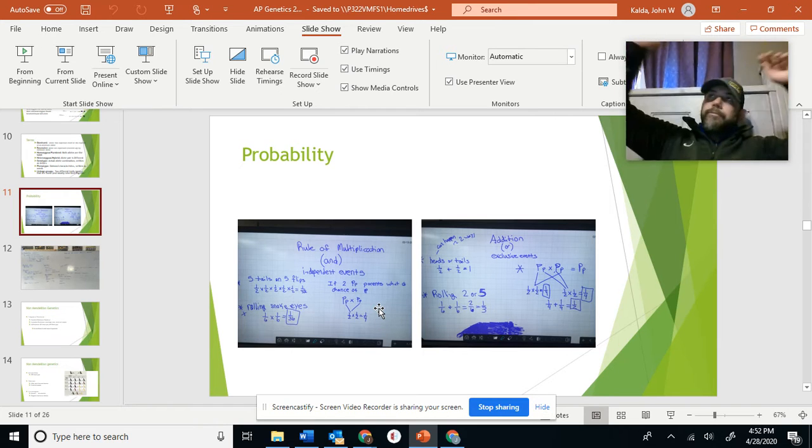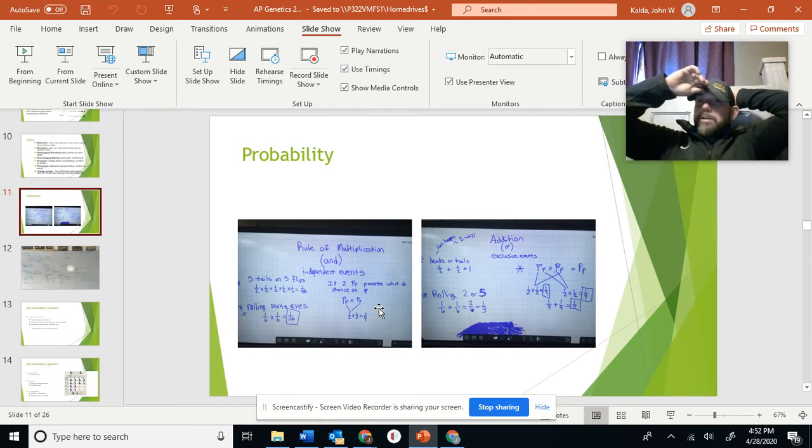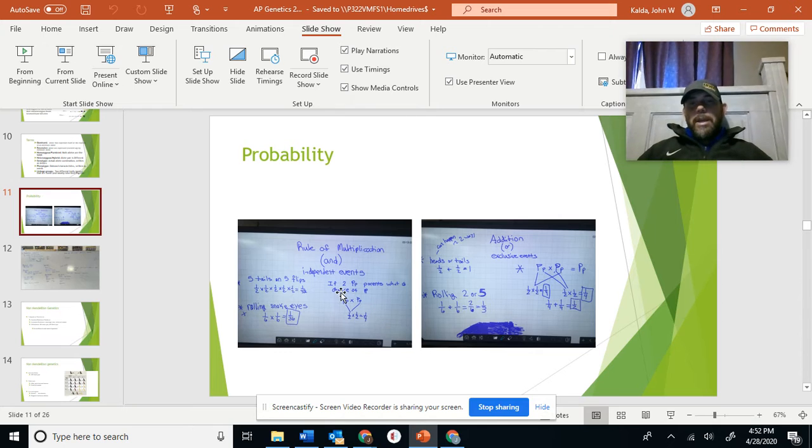So a lot of the trihybrid crosses that you guys worked on are dealing with the rules of multiplication, because you're looking at a specific genetic combination that you wanted to get. And so we'd be using the rules of multiplication. So make sure you guys have an understanding of when to use the rules of multiplication. Again, with the rules of addition, we're looking at an "or" kind of situation.